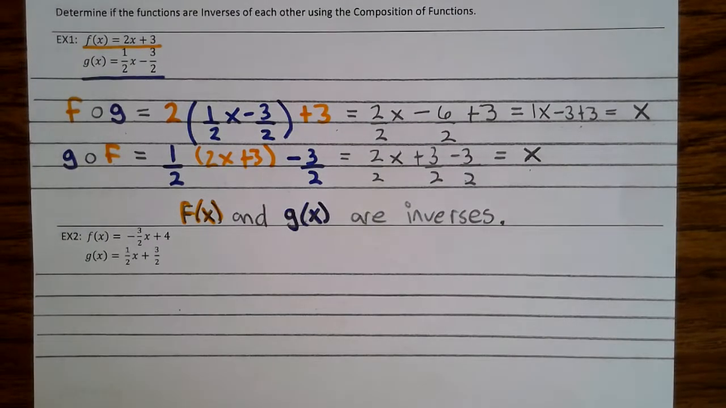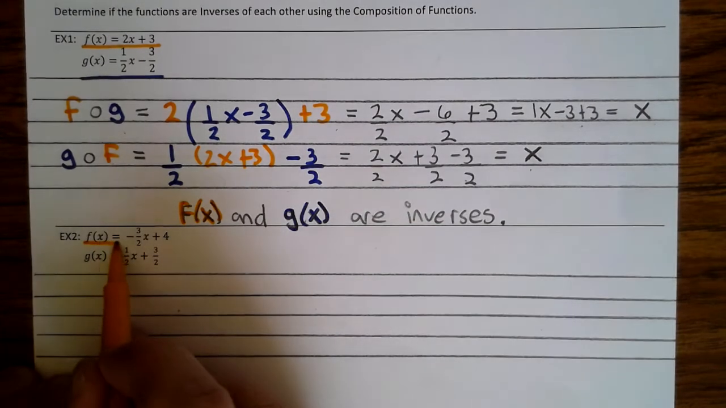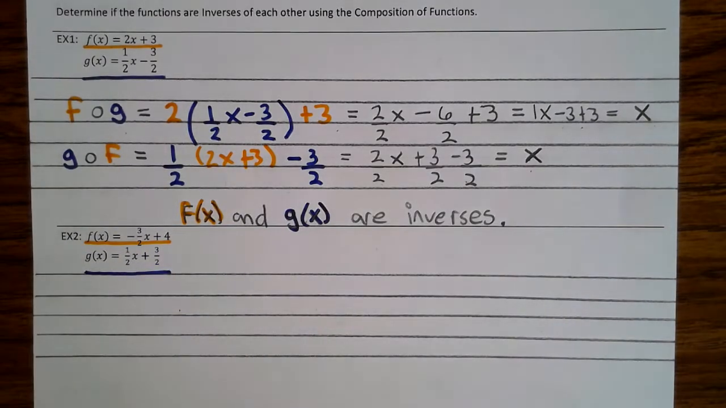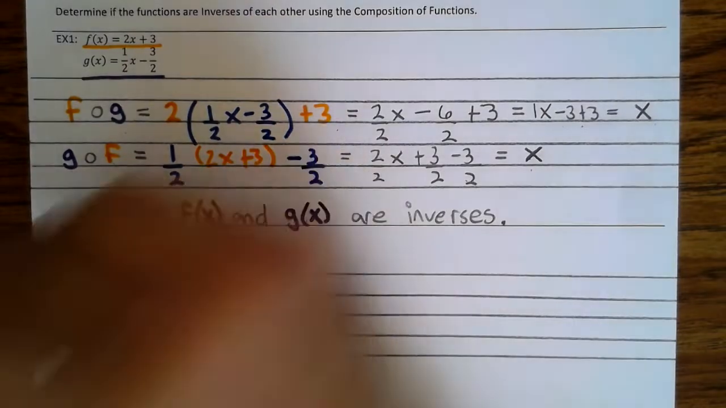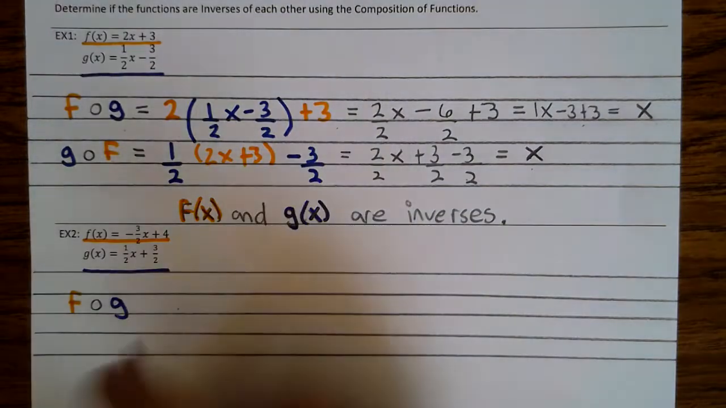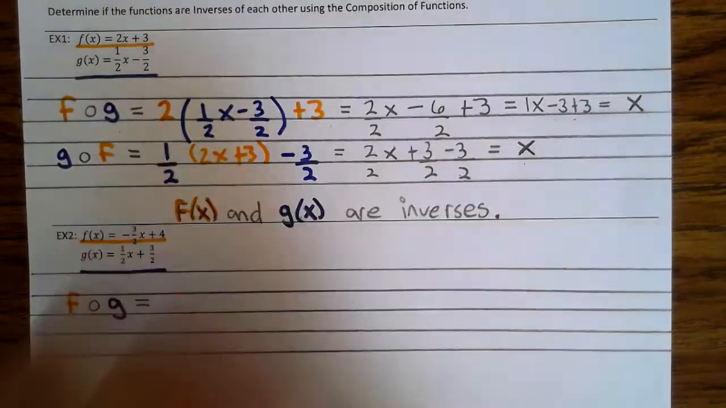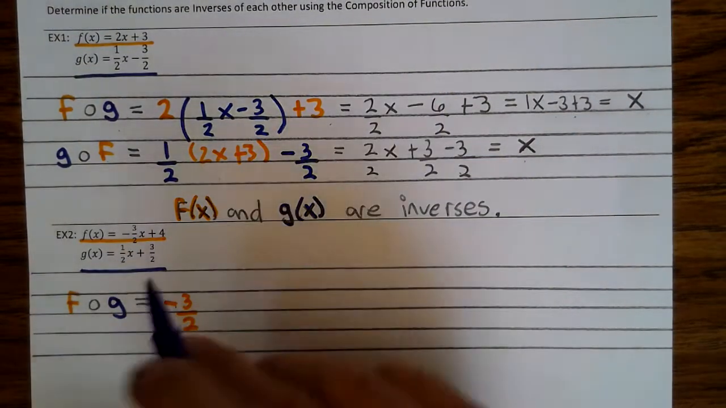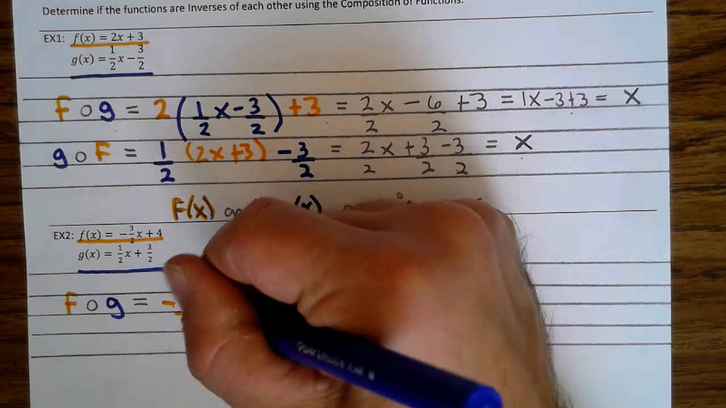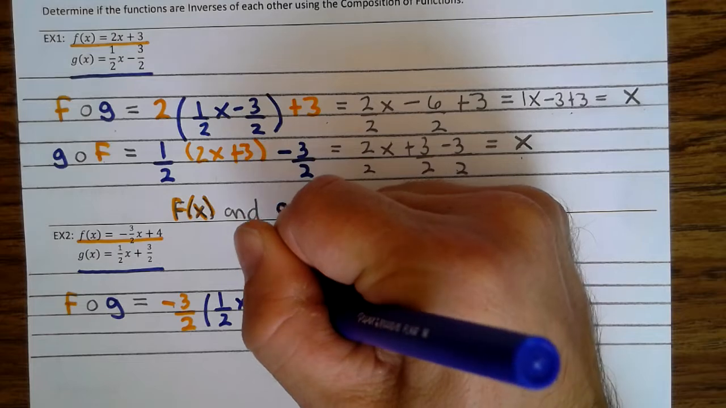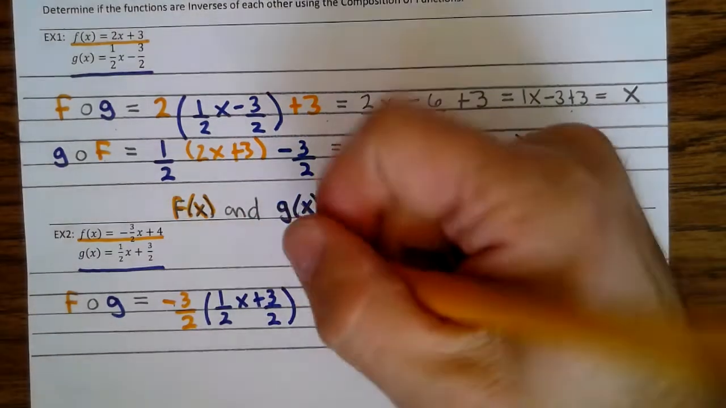All right, now let's take a look at example 2. Okay, so again, I'm going to do f of x in yellow, and I'm going to do g of x in blue. So let's do f of g. Again, we're going to put g of x into f of x. So that's negative 3 divided by 2. And all of this is going in for x. So that's 1/2 x plus 3 divided by 2 plus 4.